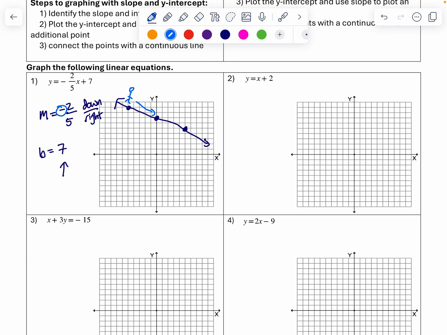All right, number 2, our slope. Oh, there's an invisible 1 in front, and if I want to make that a fraction, I could put a 1 underneath it. And our y-intercept is 2. So for my slope, this time it's positive, so I'm going to go up and to the right because both of them are positive. So up 1 to the right 1, up 1 to the right 1, or down 1 to the left 1 if I want to continue the pattern that way.